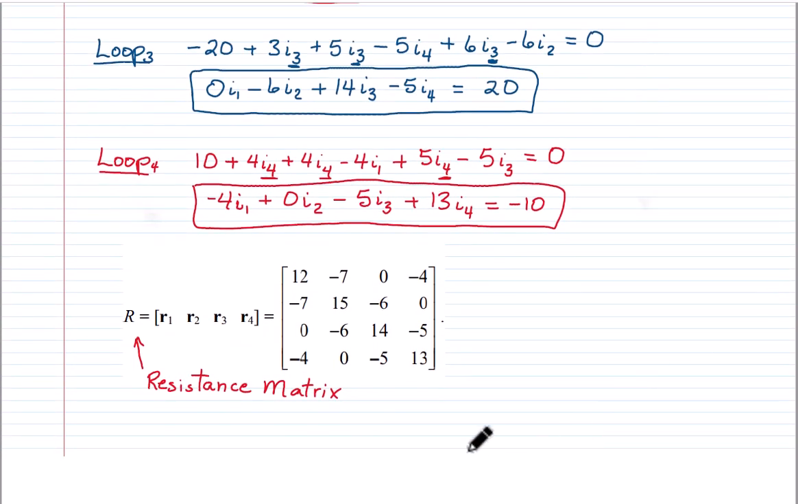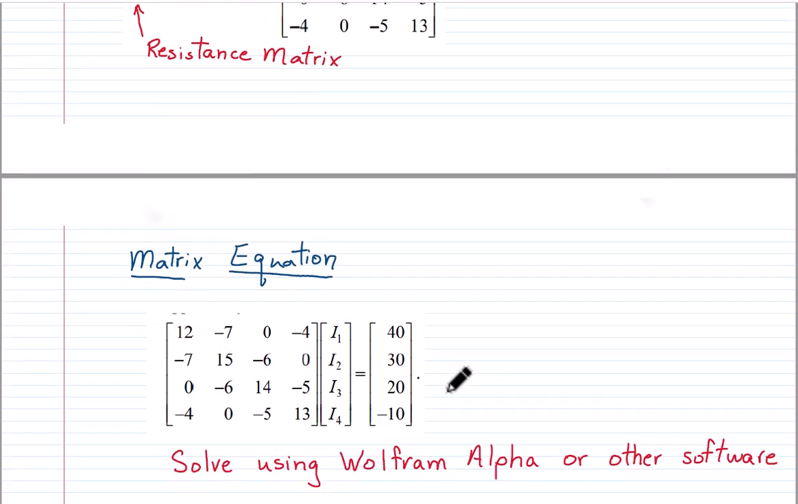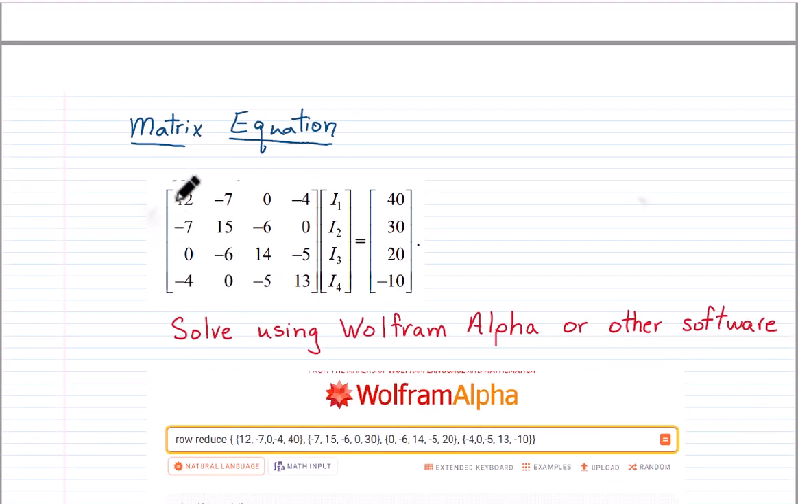So we call that matrix formed by using the left sides the resistance matrix. So you see R1 is this first column, R2 is the second column, R3, R4. And if I actually make the matrix equation, it has my resistance matrix, my currents, and then the right-hand sides.